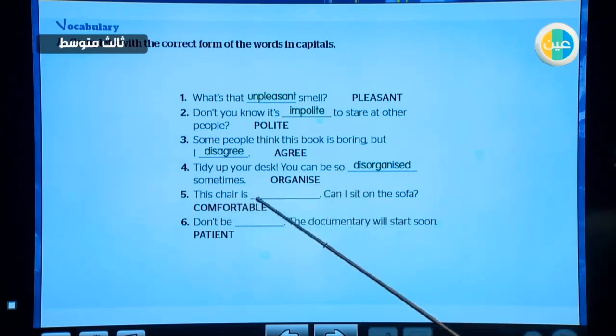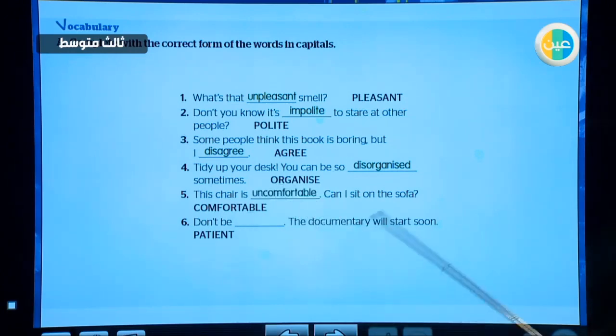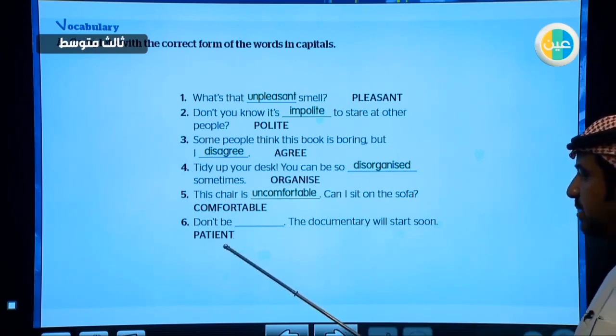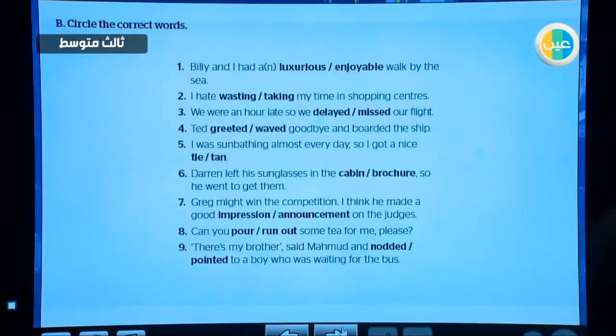This chair is comfortable. What's the opposite of comfortable? Excellent. Uncomfortable. Can I sit on the sofa? Don't be patient. What's the opposite of patient? Impatient. Very good. Now, let's go to exercise B. And here we are going to choose the correct word.